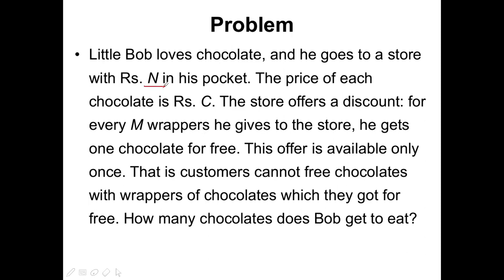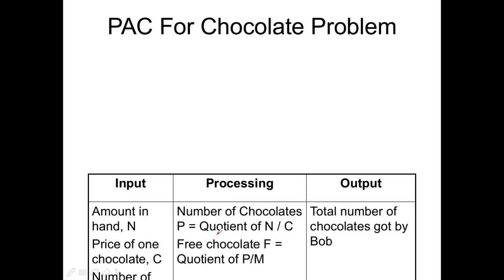So he has some money in his pocket and the price of the chocolate is C. These are all variables, okay, and the store offers a discount. For every M wrappers the customer gives to the store, this is the third variable, he gets one free chocolate. This offer is valid only once, that is, a customer cannot get a free chocolate with wrappers of chocolates which they got for free. So how many chocolates does Bob get to eat? This is the question.